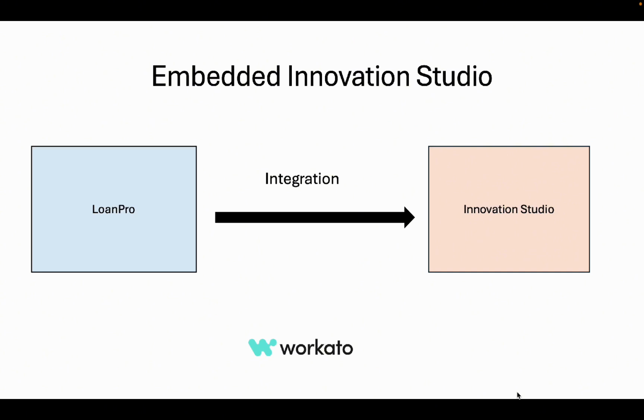So let's start by understanding the problem I needed to solve. LoanPro and Innovation Studio don't naturally work together, which means that users had to manually update data or switch between the two systems. So it was inefficient and prone to errors, but my solution bridges this gap by integrating LoanPro's features directly into Innovation Studio.